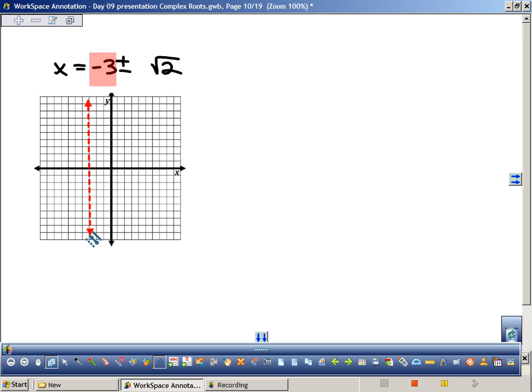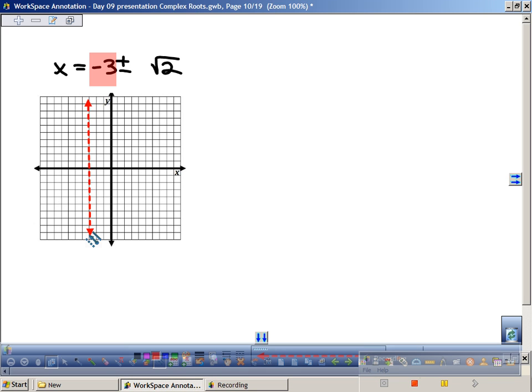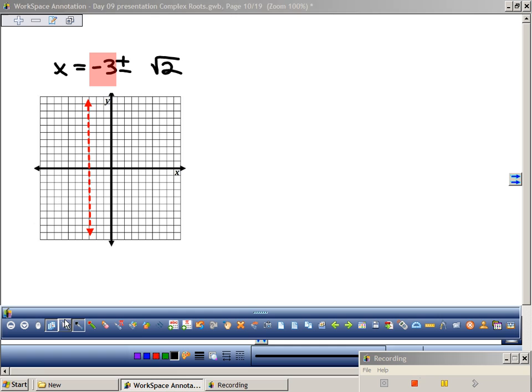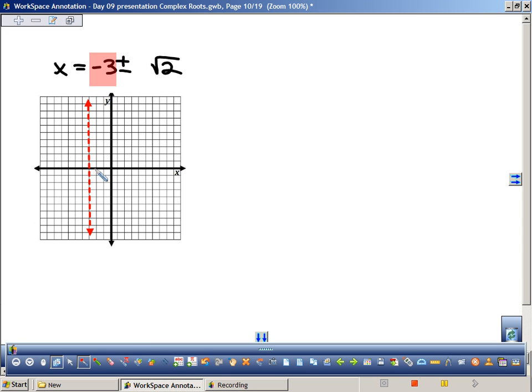So I would go over negative 3, maybe it was 2 days ago. I would go over negative 3, and then the plus or minus root 2 is how far over from the axis of symmetry I go, remember? So I would go over a little bit over 1, between 1 and 2. And that would be our roots. So I'd go over a little bit, and I'd go over a little bit. Correct?